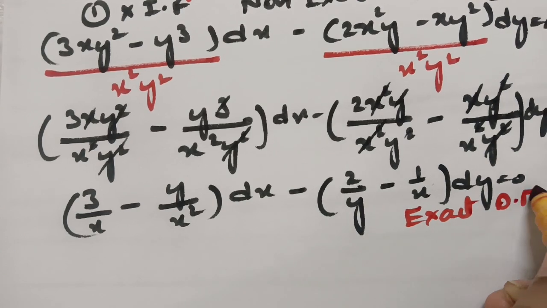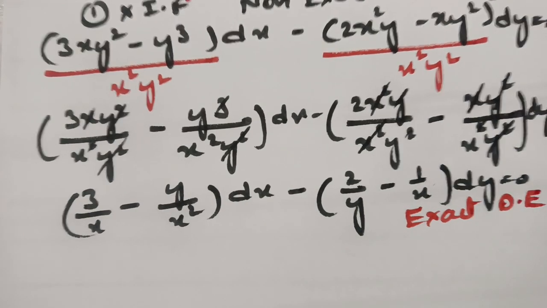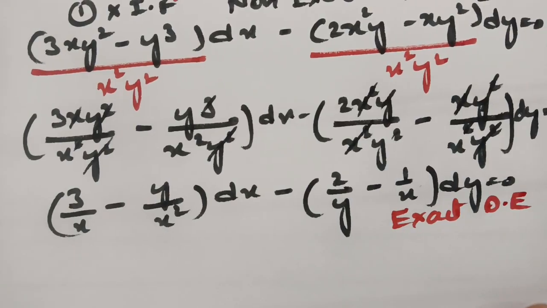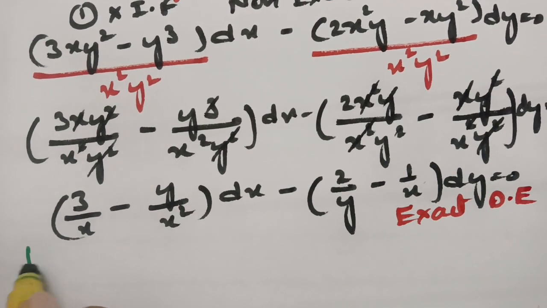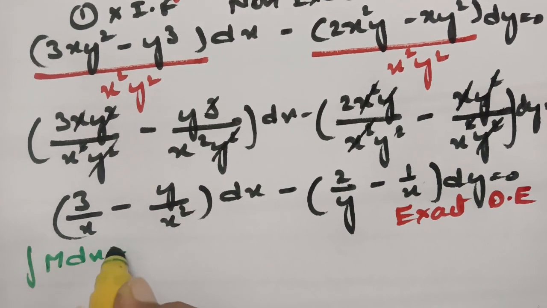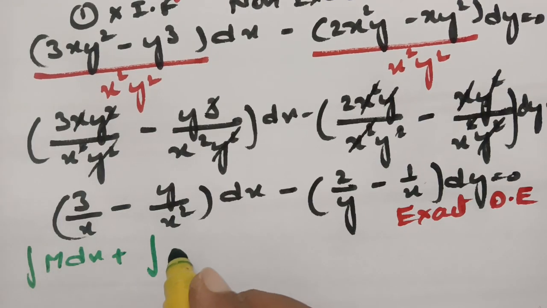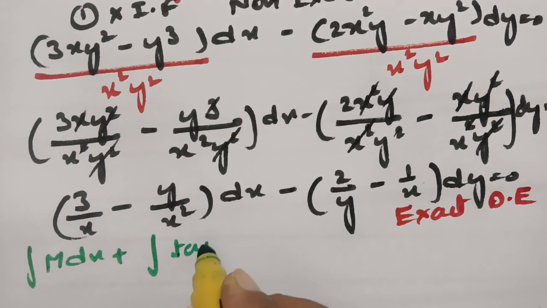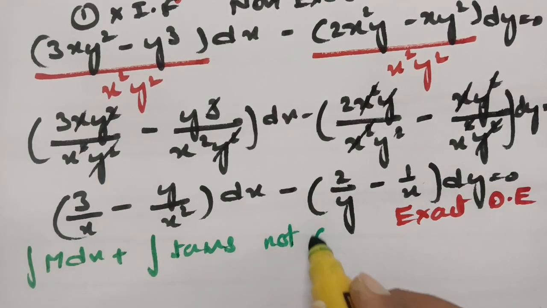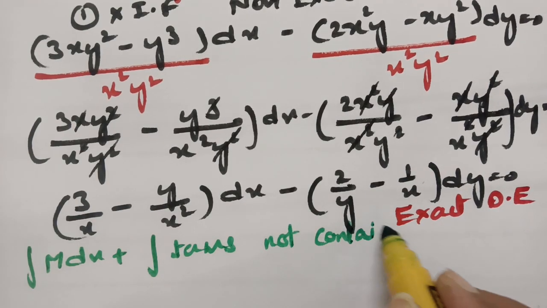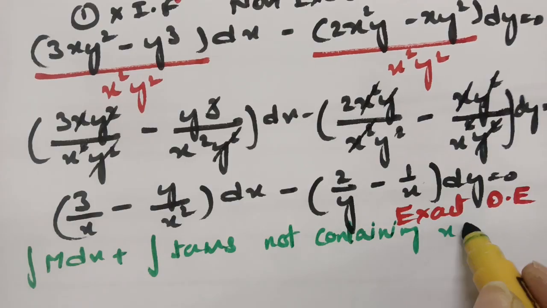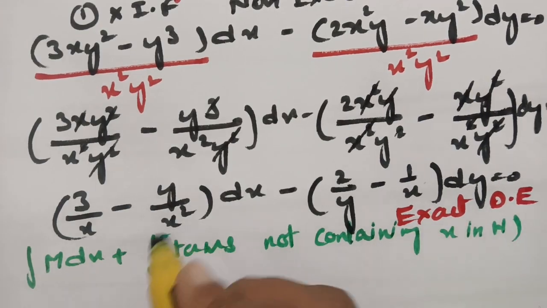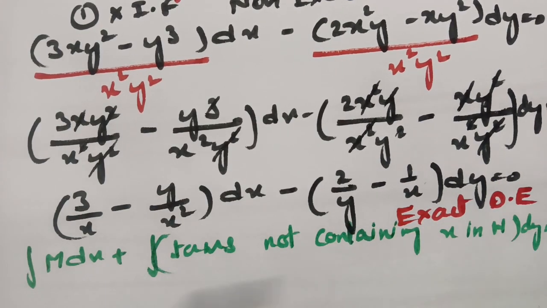If it's an exact differential equation, what is the solution? The solution formula is also very easy: integral of M dx plus the terms independent of x, or the terms not containing x, in N dy, which is equal to c.